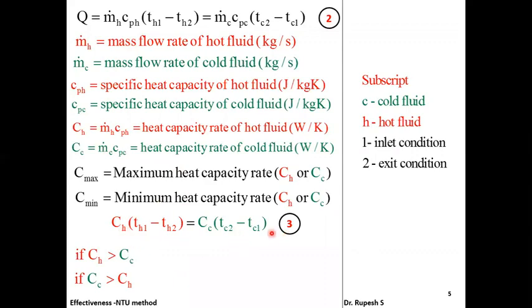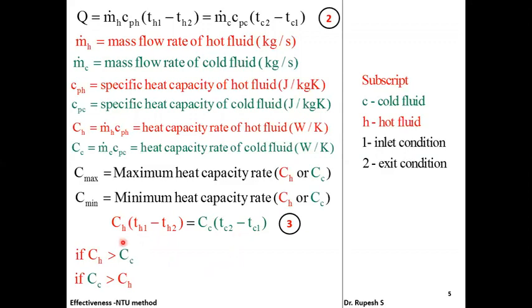In this equation, if Ch is equal to Cc, then Th1 minus Th2 is equal to Tc2 minus Tc1. That is, if the heat capacity rates of the hot and cold fluids are the same, then the temperature change experienced by the hot fluid will be equal to the temperature change experienced by the cold fluid.